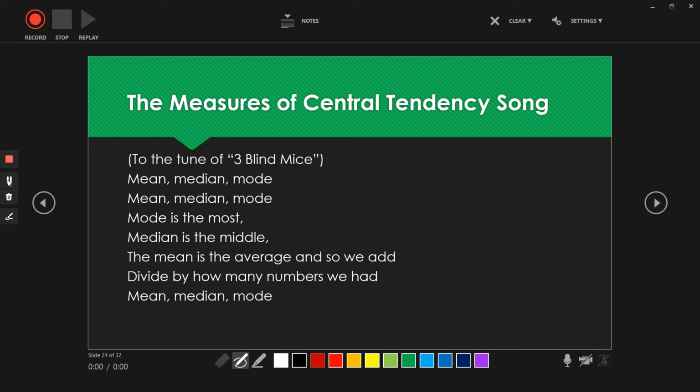Mean, median, mode. Mean, median, mode. Mode is the most. Median is the middle. The mean is the average, and so we add, divide by how many numbers we had.